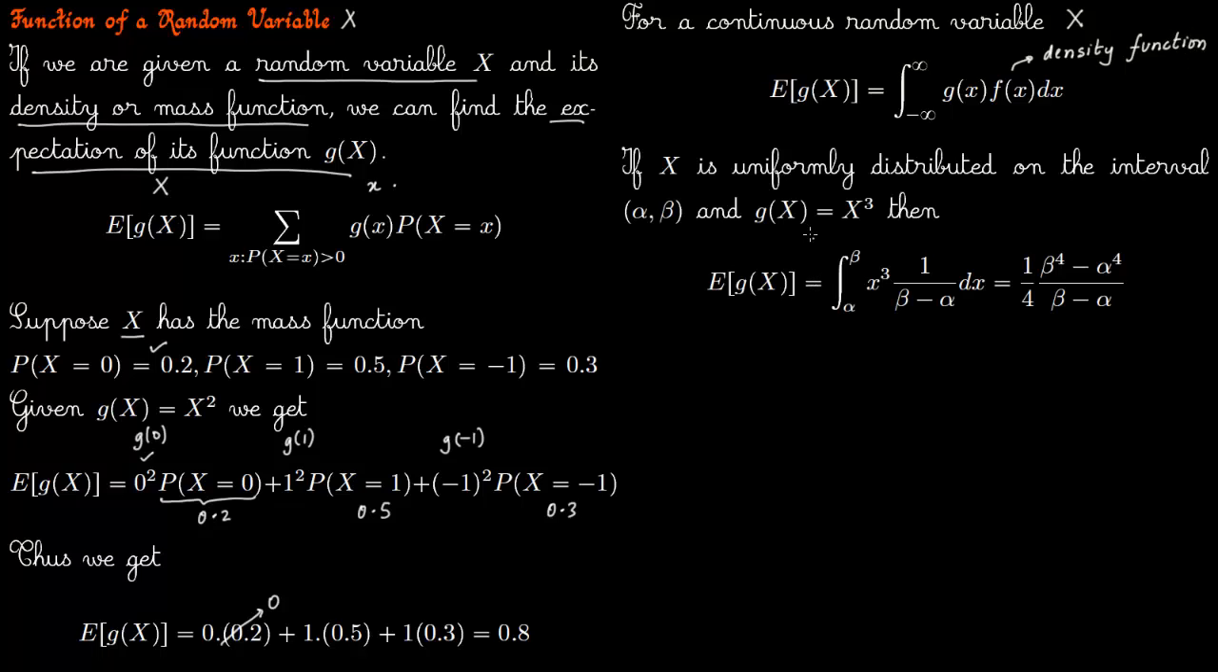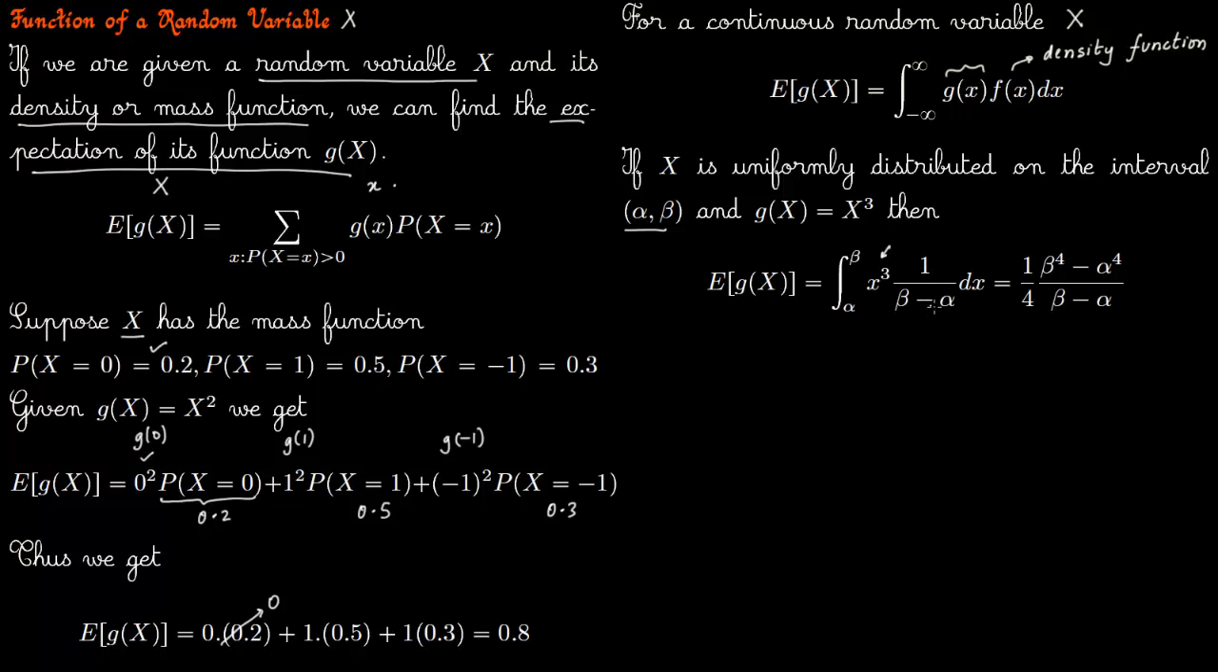So let us do an example here. Say x is uniformly distributed on the interval alpha to beta and g of x is given as x cube. So then expectation of g of x is, you write g of x first, so this is x cube times f of x. F of x for a uniformly distributed random variable is 1 over beta minus alpha. And notice the interval is from alpha to beta precisely because the uniformly distributed random variable is defined to be non-zero only in the interval from alpha to beta.